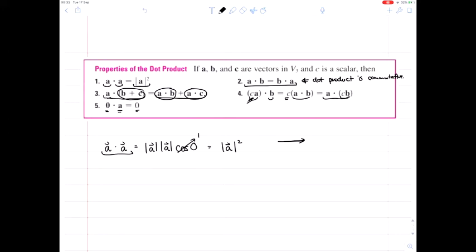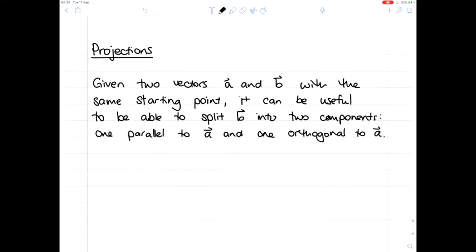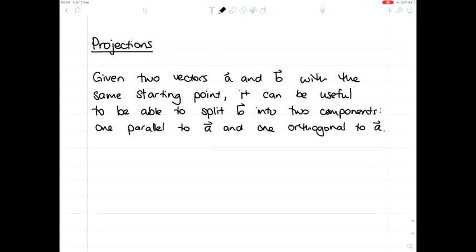So spend a little time getting familiar with dot products, and once you have done that, you can move on to the next section, which uses the dot product. So we've now got the idea of projections. We've got two vectors, a and b, which can be pointing in any direction, but they have the same starting point. And in this case, it can be useful to split our vector b into two components, one that's parallel to a and one that's orthogonal to a. So what is it that we're doing? Say, for example, we have a vector a and a vector b.